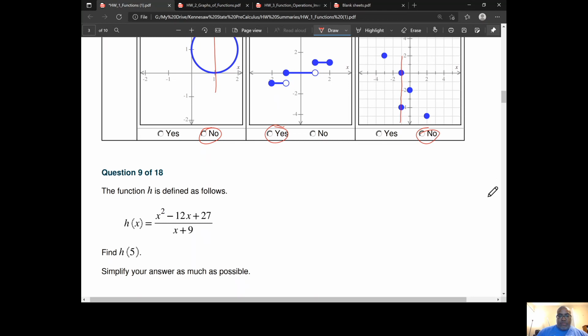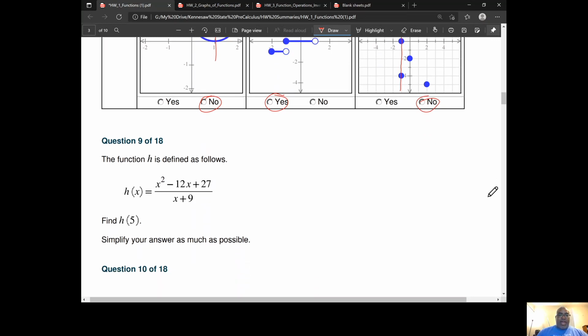All right, the function h is defined as follows. Find h of 5. So this is h. Then h of 5 means we put a 5 everywhere that there is an x. So this is equal to 5 squared minus 12 times 5 plus 27 over 5 plus 9, which is equal to 25 minus 60 plus 27 over 14.